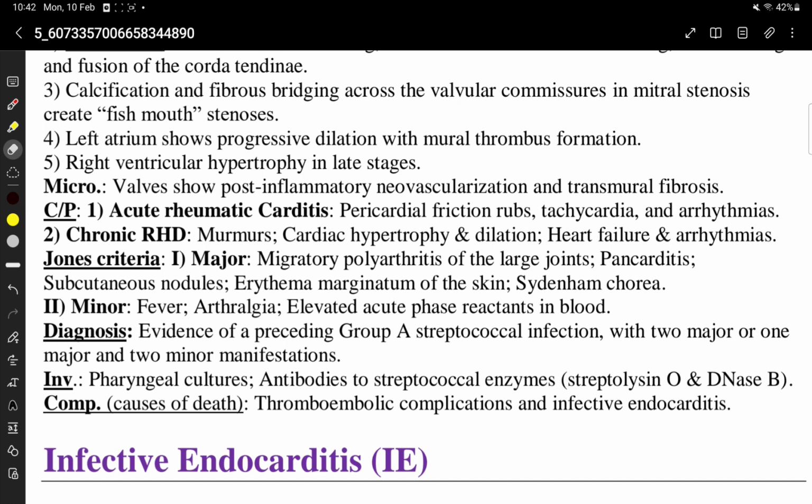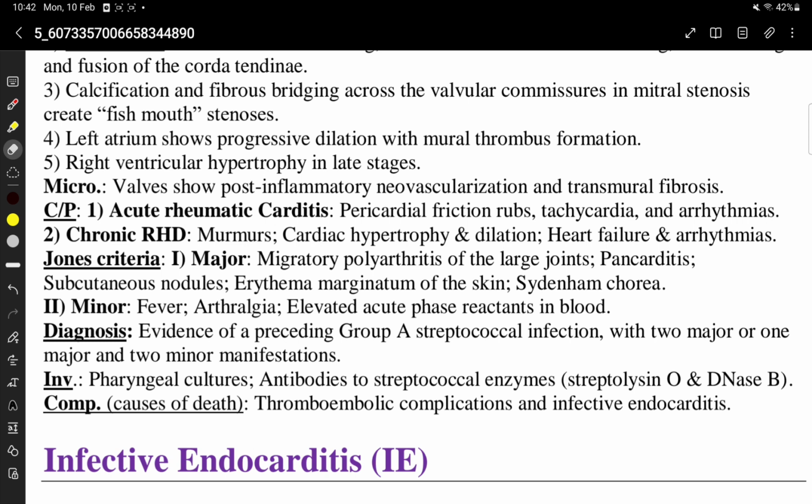Jones criteria. Major: migratory polyarthritis of the large joints, carditis, subcutaneous nodules, erythema marginatum of the skin, and Sydenham chorea.